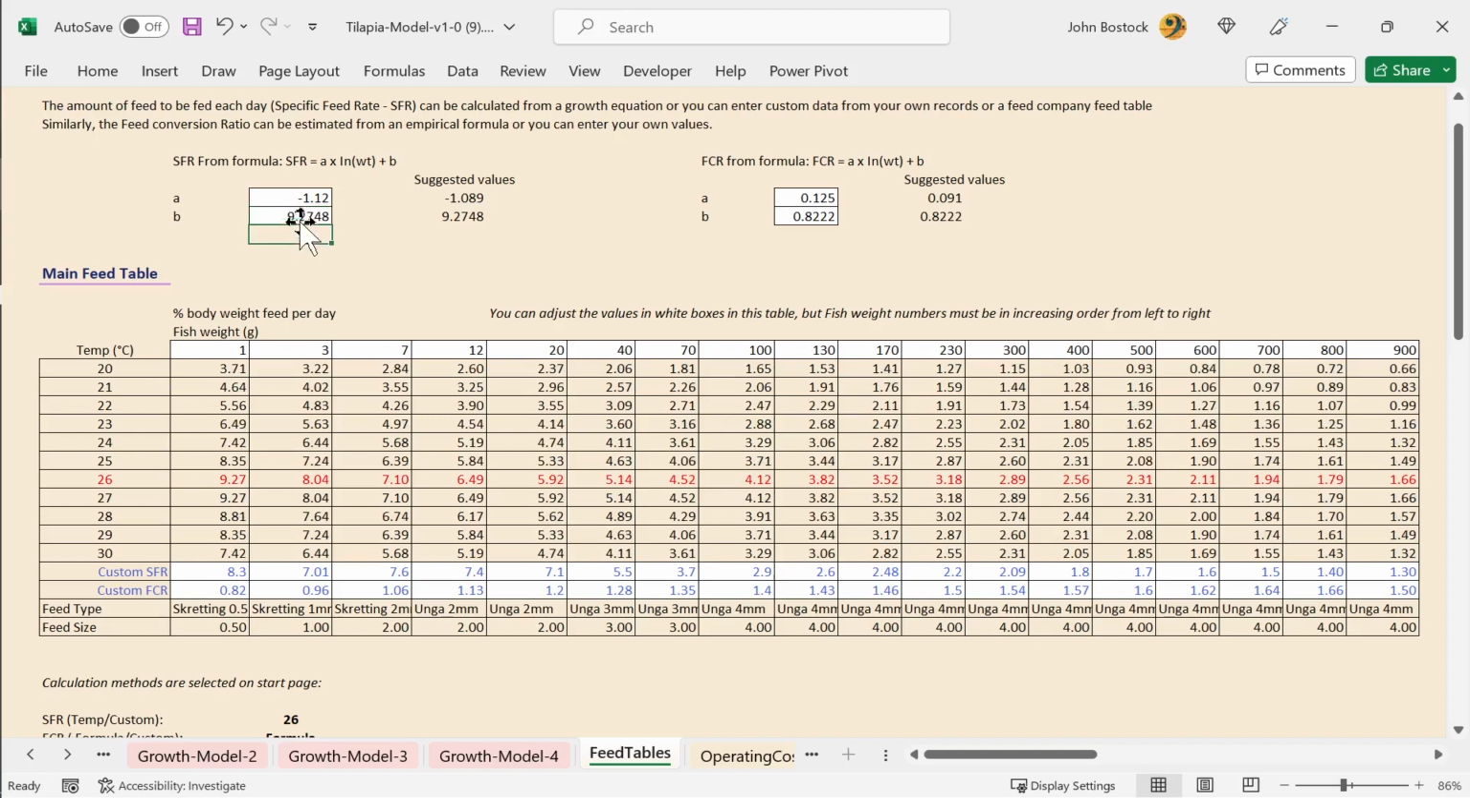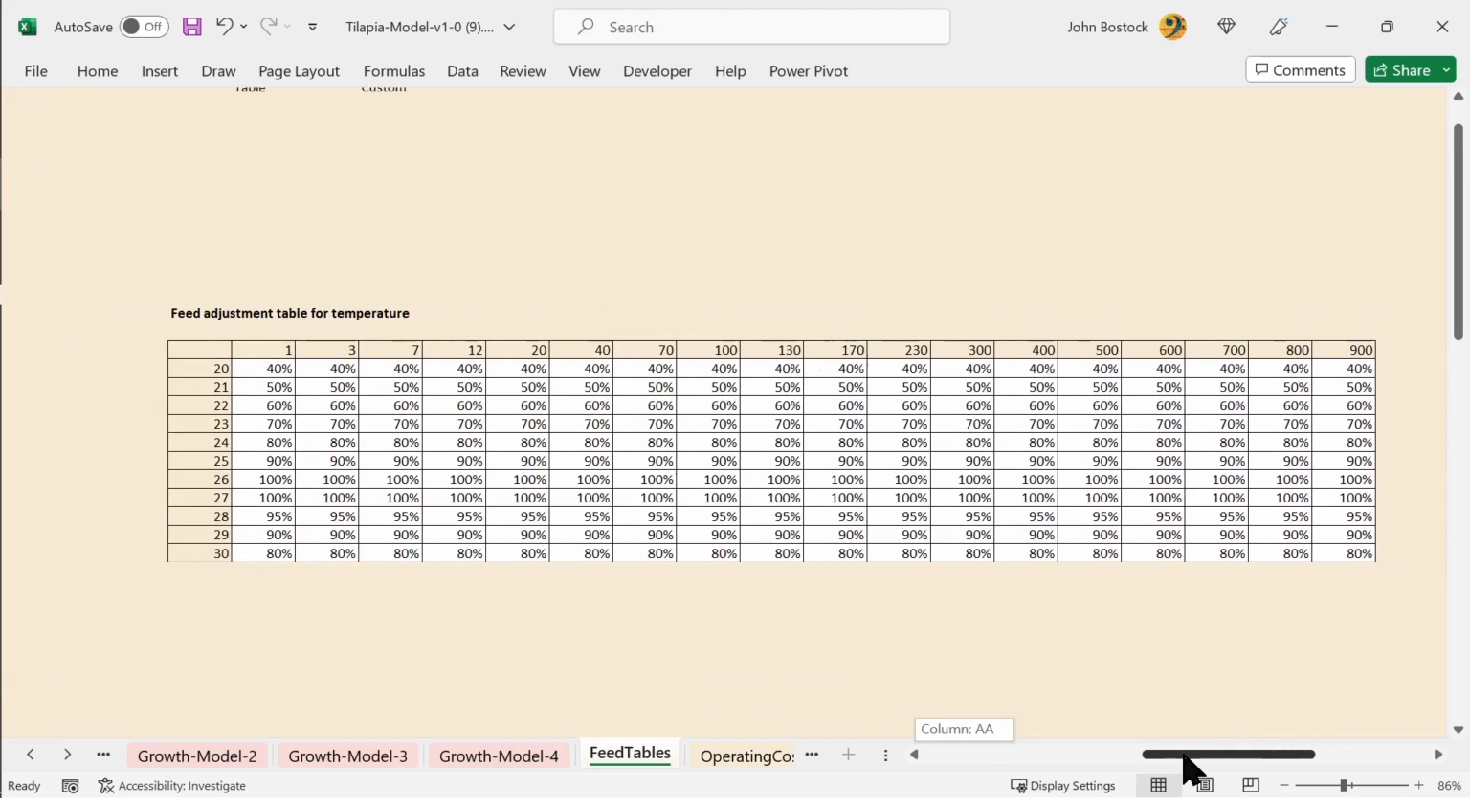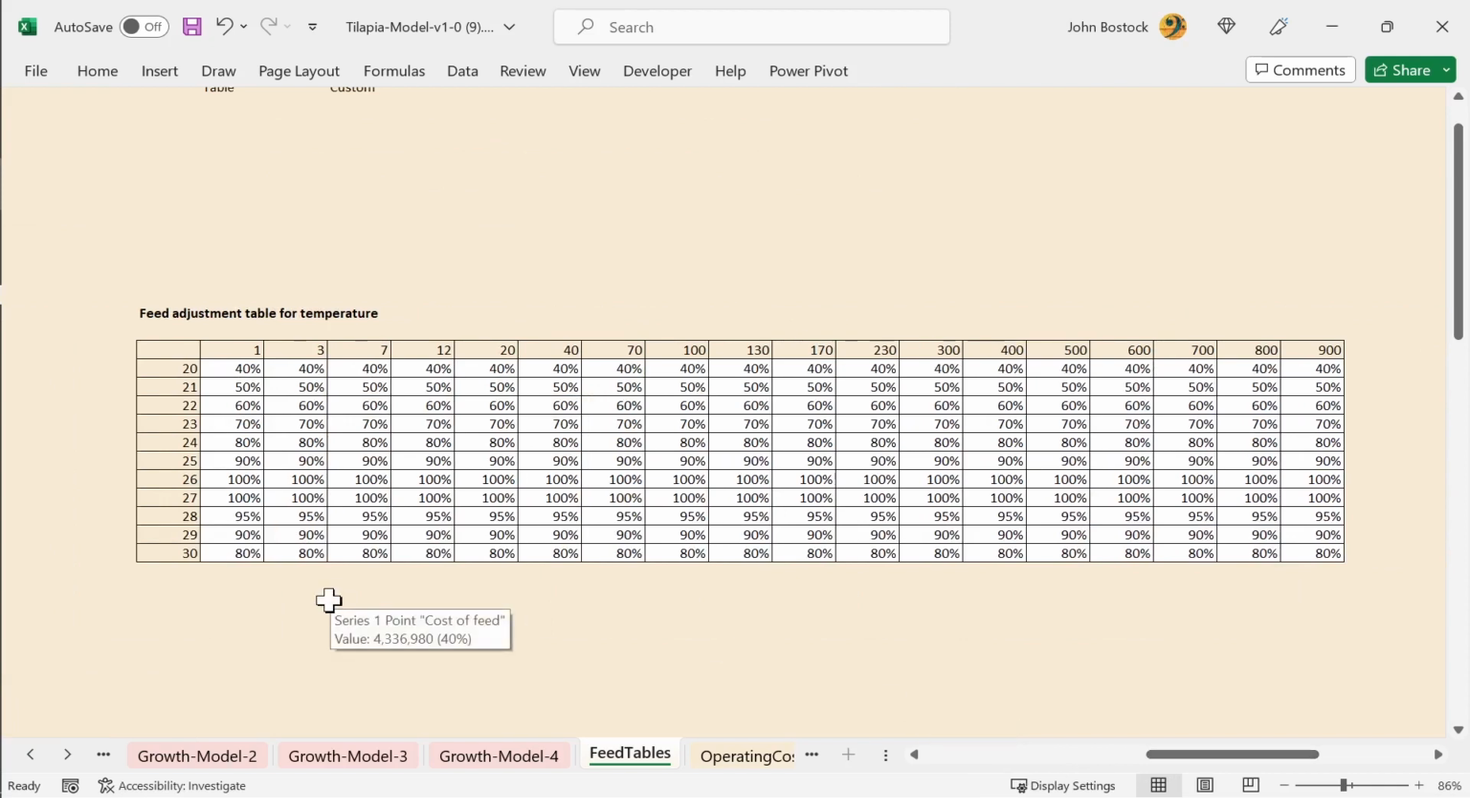The equation only provides the data for the specific feed rates at 26 degrees C. The feed rates for other temperatures are taken from a second table of adjustment factors. The default values for 26 degrees C are also used for 27 degrees C. The feed rate is adjusted downwards at both higher and lower temperatures by multiplying by an adjustment percentage. You can edit these values to change any value on the main feed table. This table can also be edited if you wish to further customize the model.